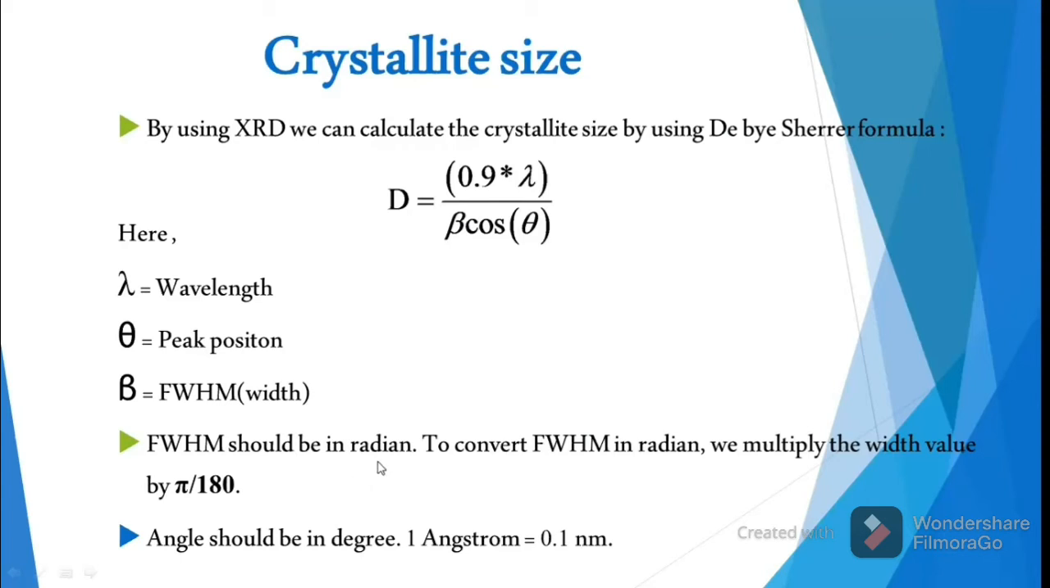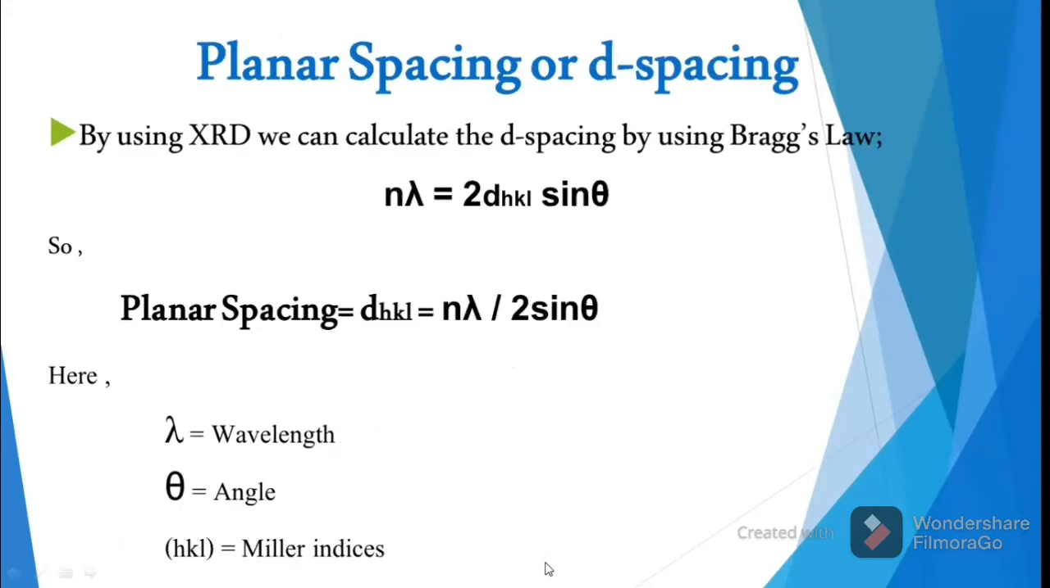So it is very important to convert this into radian. Angle should be in degree, or this cos of theta, theta should be in degree. There is no need to convert this theta into radian. Okay. 1 angstrom means that is equal to 0.1 nanometer.